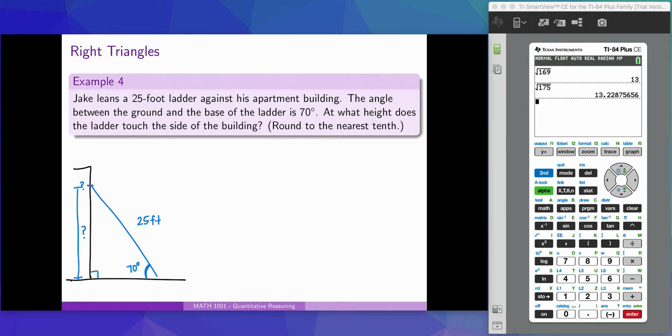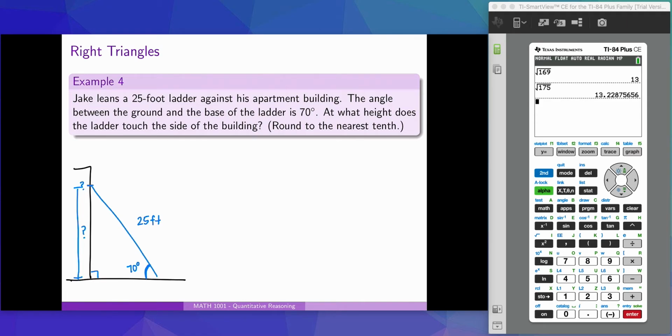Oh, there comes my picture. Sorry about that. The picture didn't come up. So again, just real quick, my 25-foot ladder makes a 70-degree angle with the ground, and it hits the building at some height, and we want to know that height. Okay, so how can we figure this out?